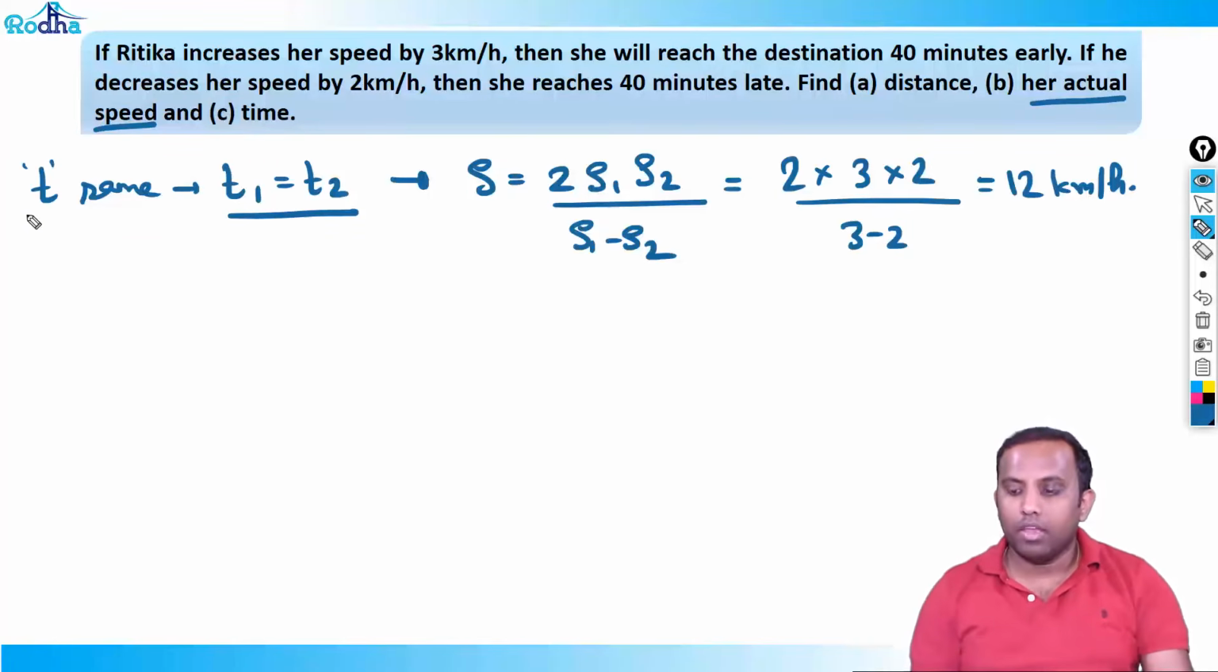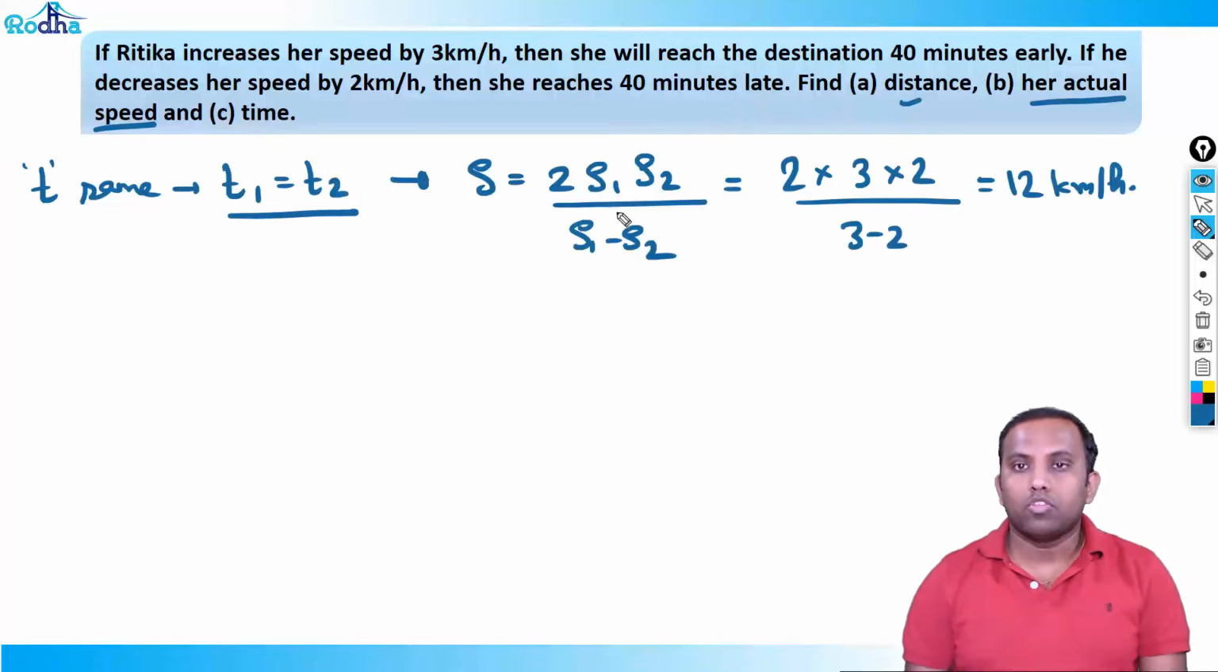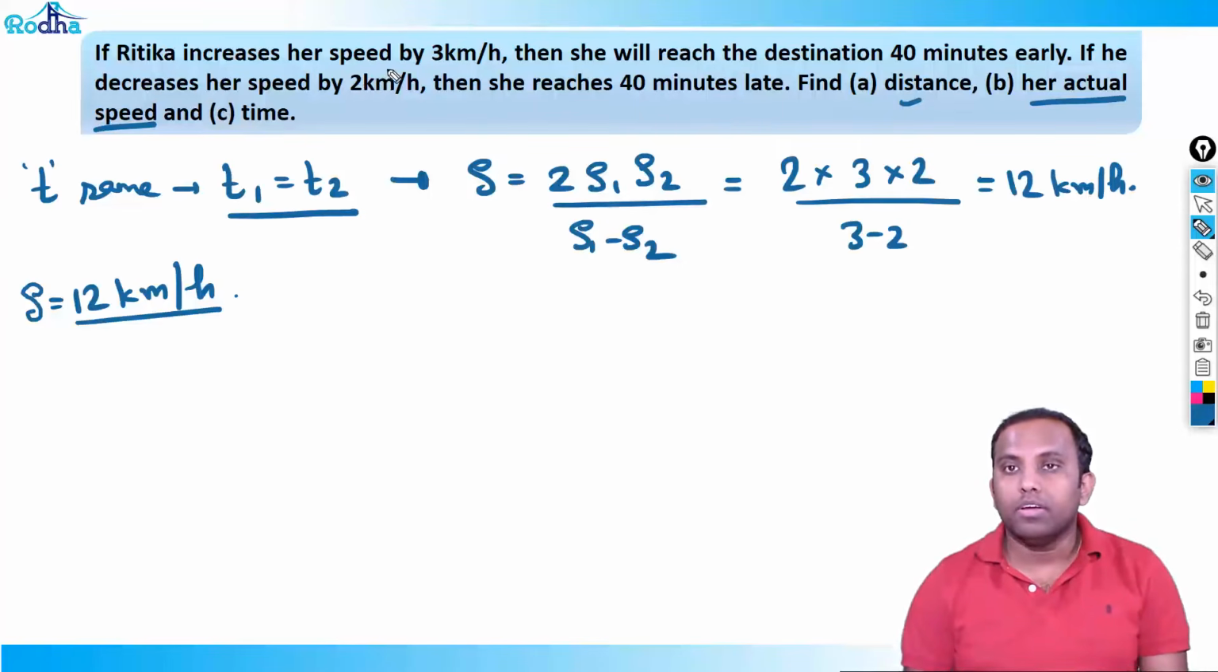Now in the second case, you need to find time and distance. So we got the actual speed of Ritika as 12 km per hour. Initially she increased her speed by 3 km per hour, so 12 plus 3 is 15, and later she decreased her speed by 2 km per hour, so 12 minus 2 is 10.